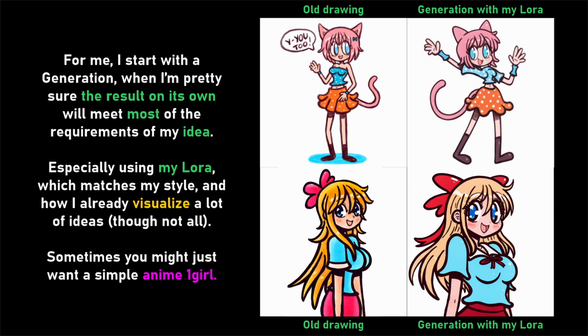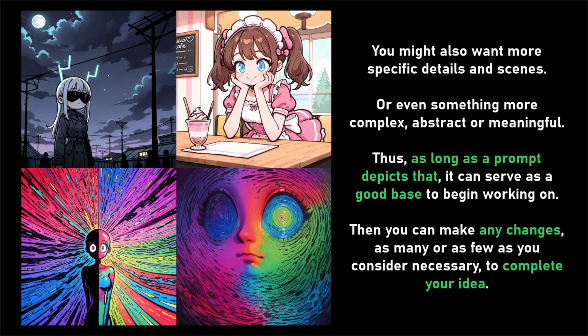For me, I start my creative process with a generation when I'm pretty sure the result on its own will meet most of the requirements from my initial idea, especially using my own LoRA, which matches my own style. Sometimes you might just want a simple anime girl. You might also want more specific details and scenes, or even something more complex, abstract, or meaningful. Thus, as long as the result depicts your idea in some capacity, that's a good result to begin working on. Then you can begin making changes, as many or as little as needed to fully match your idea.